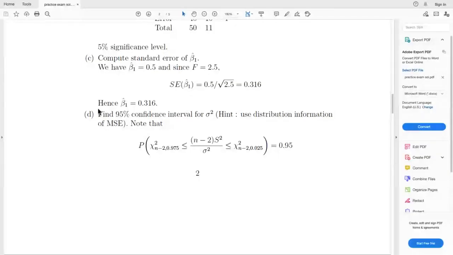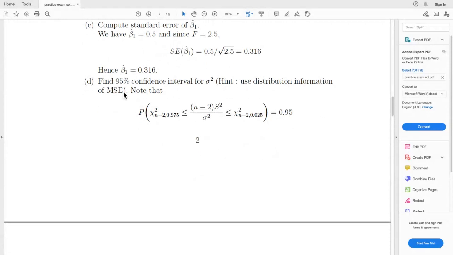Okay, and number D. We write the 95% confidence interval for sigma squared. Here I gave the hint to use the distribution information of MSE, which is, as you know, n minus 2 times s squared divided by sigma squared has the chi-square distribution. So if you build a two-sided 95% confidence interval, we have the critical value for 0.975 and the critical value for 0.025, that is the lower bound and upper bound for this statistic so that the probability is 0.95.